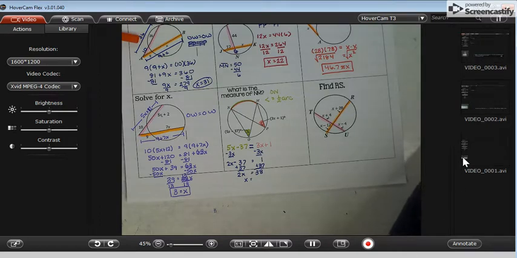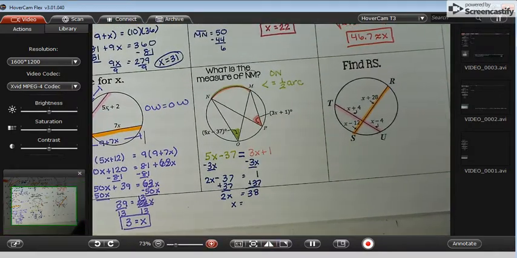I had a feeling that was going to happen. I also thought by moving this little bar, I would see it counting down, but I did not.